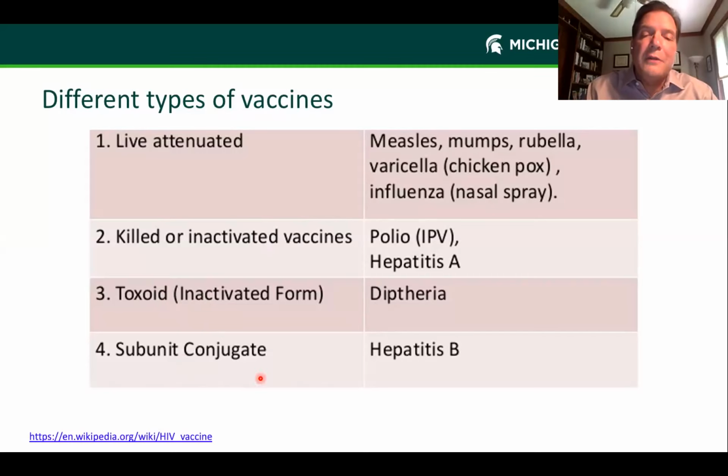And then subunit conjugates, like the hepatitis B vaccine: one gene product, one protein of the virus, is used as a subunit to inject, usually as part of a complex with some of these other vaccines, to stimulate immunity against that feature of hepatitis B. It's just a purified protein, or in some cases, we're starting to see purified genetic material used as a vaccine to deliver the genetic material so that the protein will be made inside of us, and then it will start inducing an immune response.